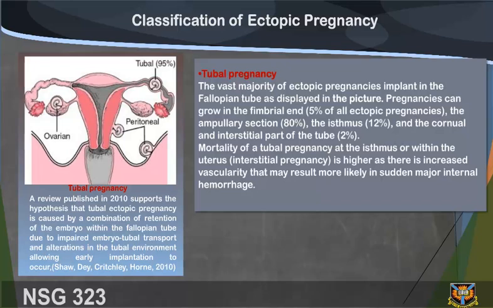Tubal pregnancy. The vast majority of ectopic pregnancies implant in the fallopian tube, as displayed in the picture. Pregnancies can grow in the fimbrial end, 5% of all ectopic pregnancies, the ampullary section, 80%, the isthmus, 12%, and the cornual and interstitial part of the tube, 2%. Mortality of a tubal pregnancy at the isthmus or within the uterus, interstitial pregnancy, is higher as there is increased vascularity that may more likely result in sudden major internal hemorrhage.